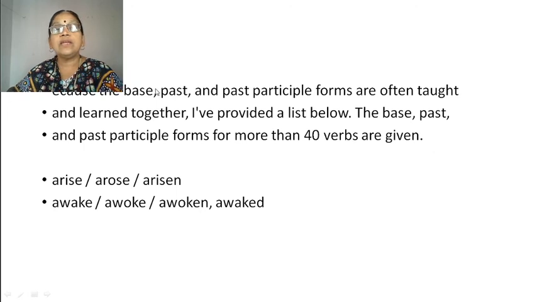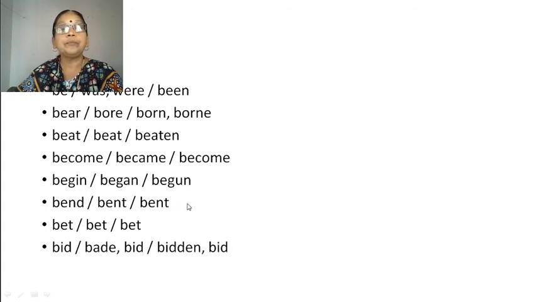Because the base, past and past participle forms are often taught and learned together, I have provided a list below. The base, past and past participle forms for more than 40 verbs are given. Arise, arose, arisen. Awake, awoke, awaked or awoken. These are some examples. Okay, go through it.